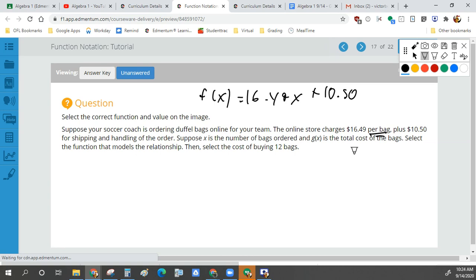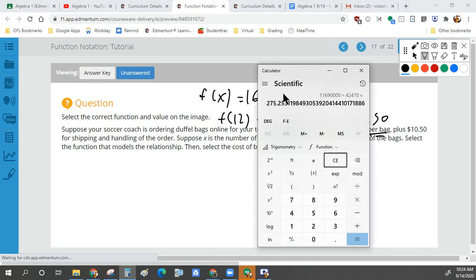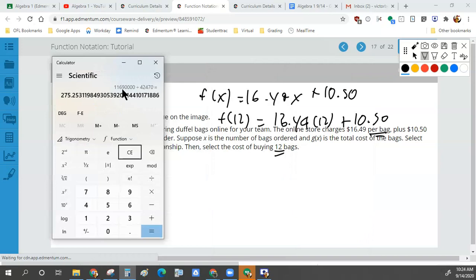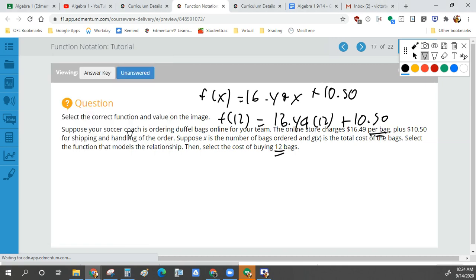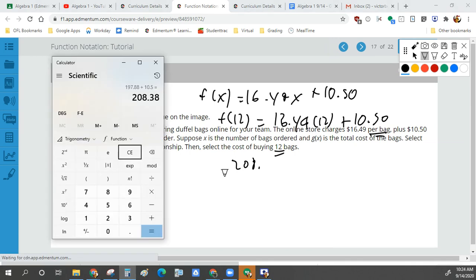So what they're going to do here is F of 12, because they want to buy 12 bags. We're going to do 16.49 times 12. And I'm sorry for my really bad writing, guys. So I'm going to pull out my calculator. Clear this out. 3.49 times 12. And I'm going to add my 1050. So I'm going to get 208.38.